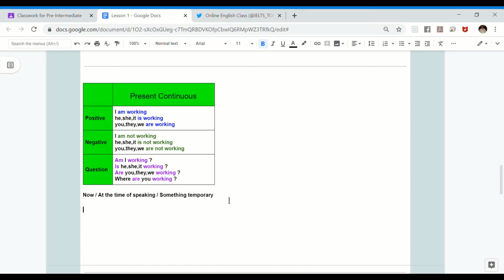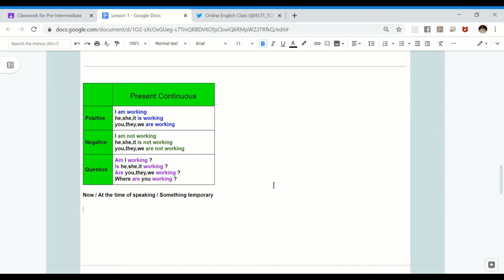And present continuous, if you know the grammar for am is are, it's easy. It's I am and then ing. I am working. He, she, it takes is. Working, ing. You, they, we are working, ing. And don't forget you need the ing in the question. Ing, ing, ing, ing. And you also need this in the negative with not.